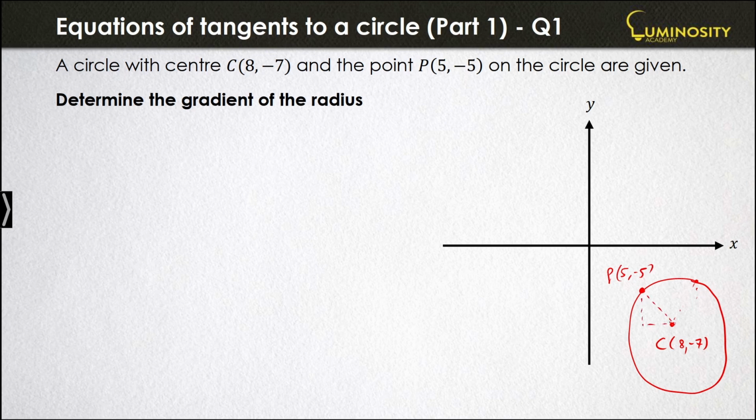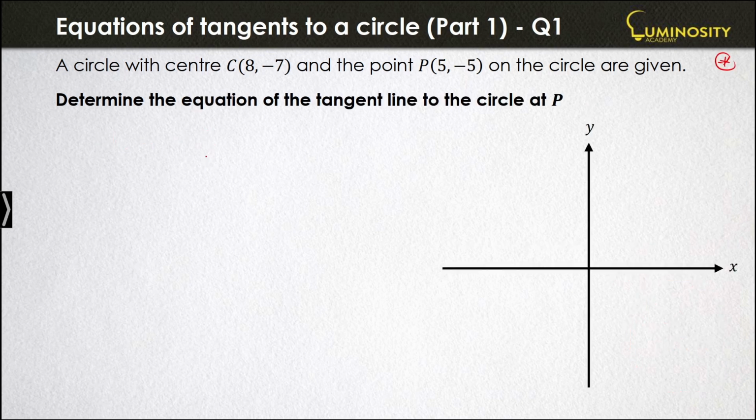Again, from 5 to 8, you've moved across 3 units, and from -5 to -7, you move down 2 units. So the gradient of the radius line, because it's decreasing going from left to right, is going to be negative, and it's rise over run, so negative 2 over 3. That is the gradient of your radius line.